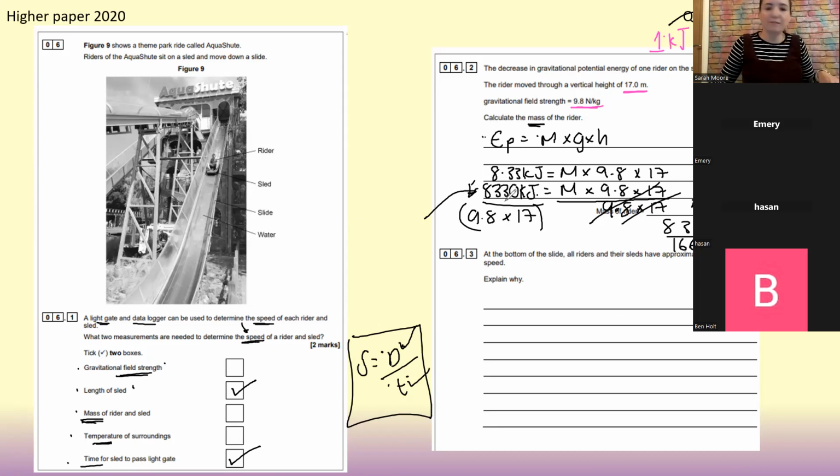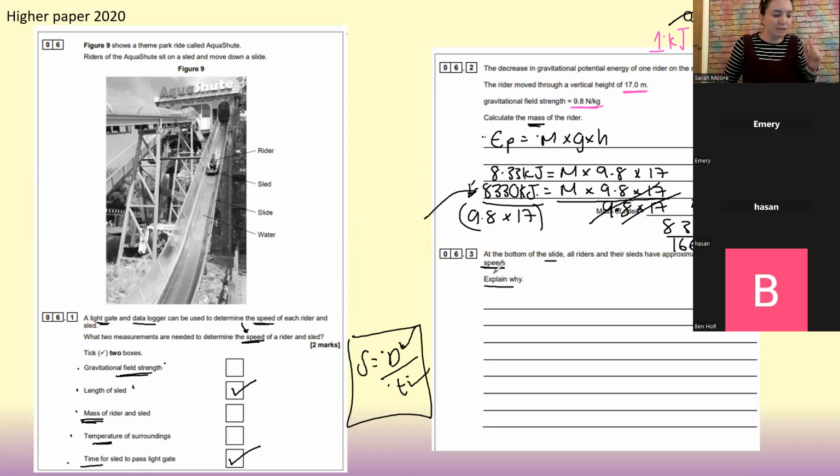Right, and finally, I like this one. At the bottom of the slide, all the riders and their sleds have approximately the same speed. Explain why. And I suppose that's important for safety. We need to know the speed that the riders are going to end up at, so we know what safety measures to put in place and to prevent accidents.